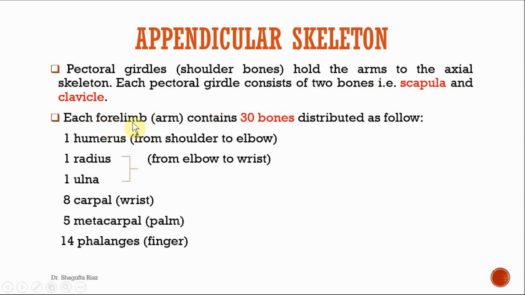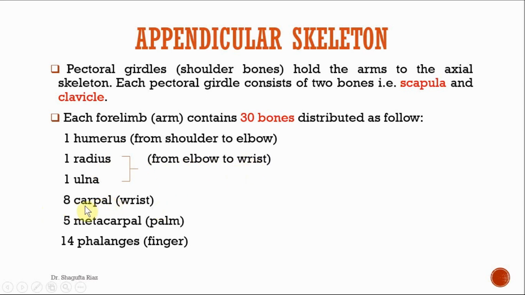Each forelimb or arm contains 30 bones, which can be distributed as follows. It has one humerus, the bone which connects the pectoral girdle to the elbow joint from the shoulder. One radius, one ulna. Radius and ulna are parallel bones which start from the elbow joint and join it to the wrist bone.